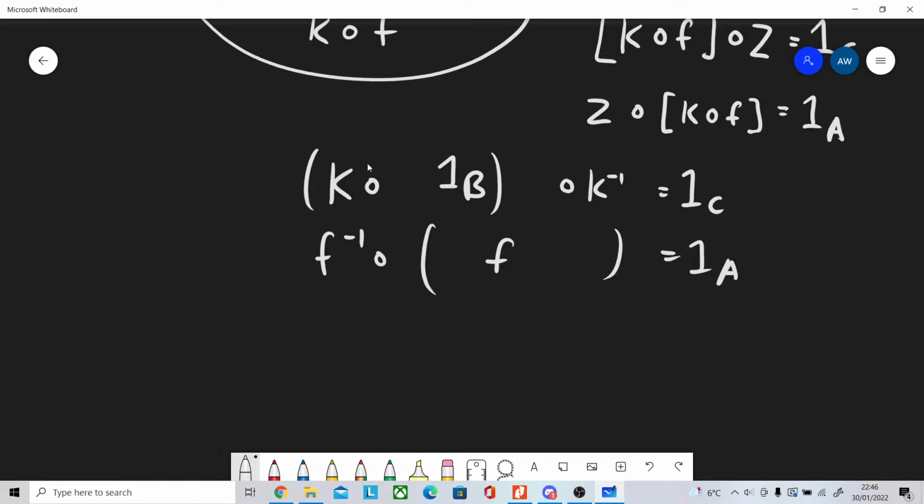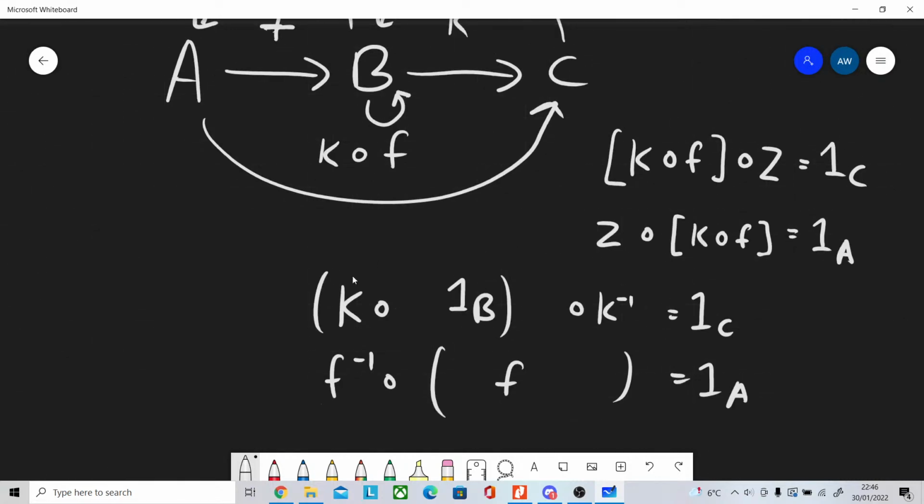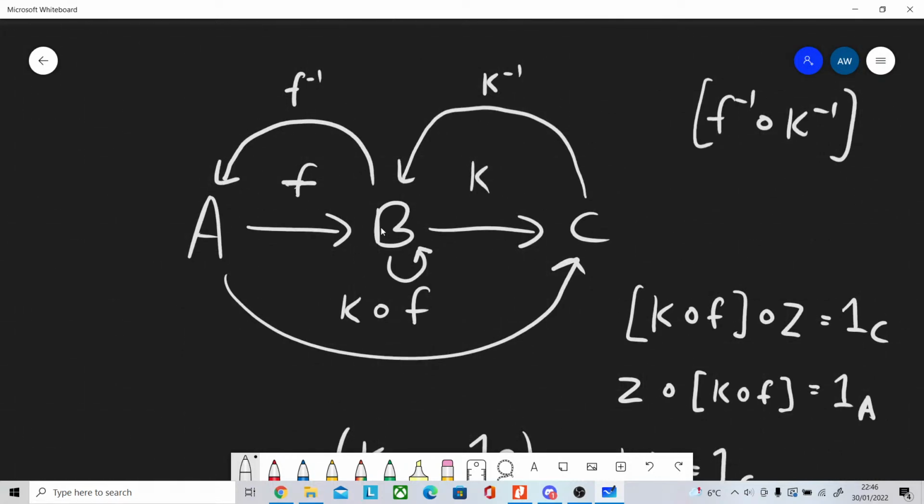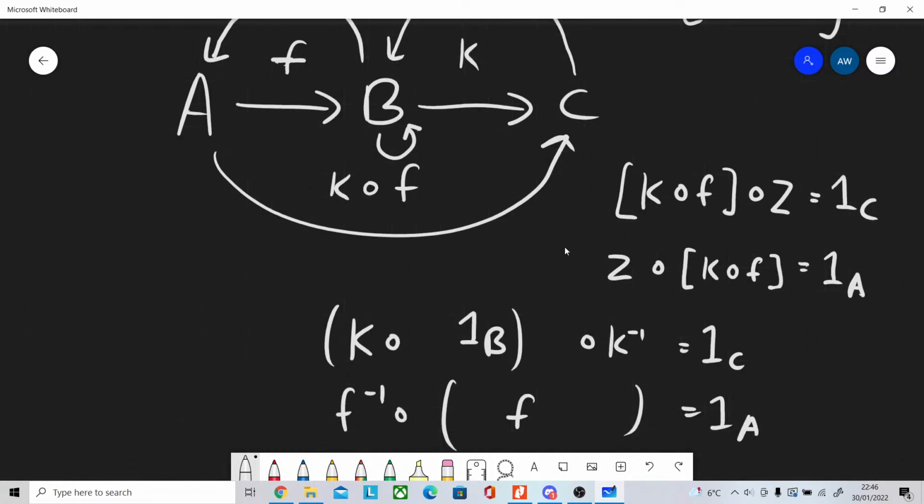Okay, let's do K 1B next. So that's 1B and then K. So that's the same thing as K. 1B and then K, that's just the same thing as K. So get rid of the brackets.